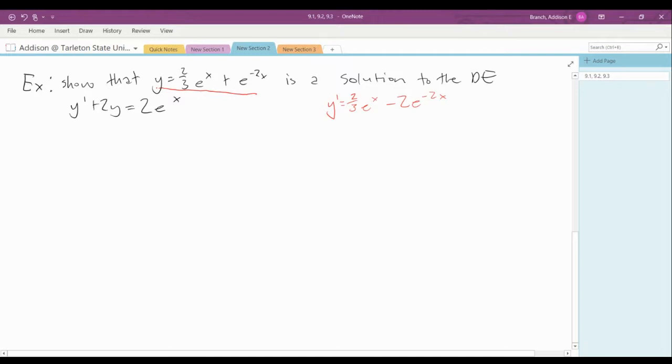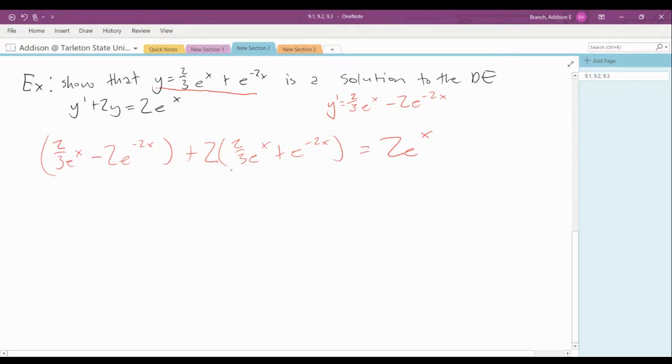Now that we have definitions for our y prime and our y, we can go ahead and plug those in. We know y prime is 2/3 e to the x minus 2e to the negative 2x, plus 2 times y, so 2 times 2/3 e to the x plus e to the negative 2x, is equal to 2e to the x. Now we can try to get the left side of our equation to match the right.